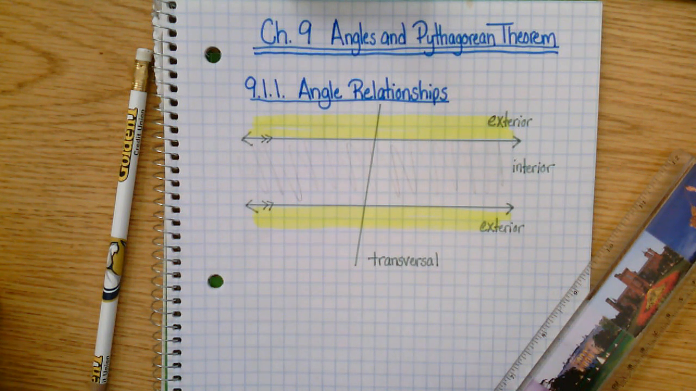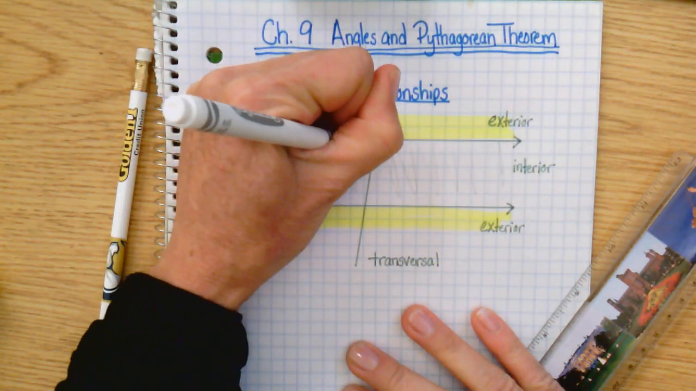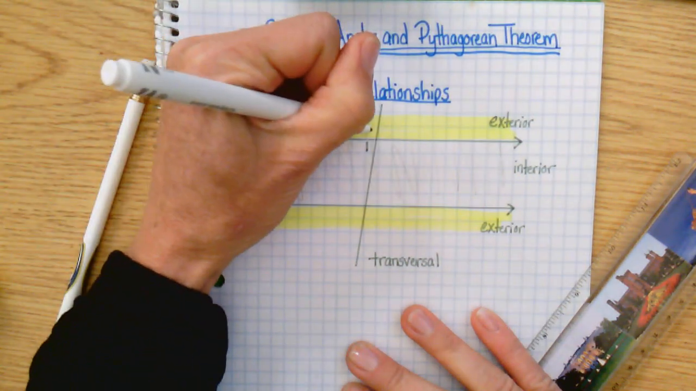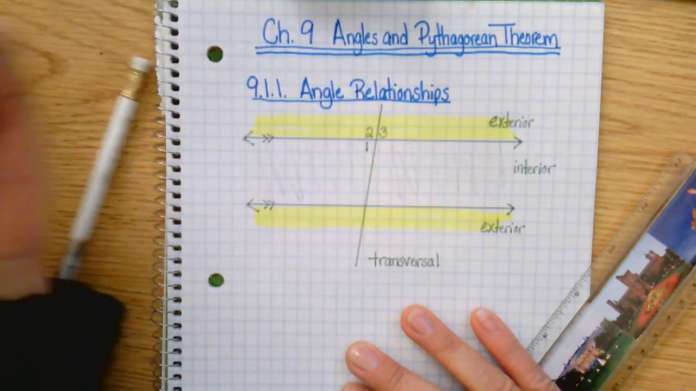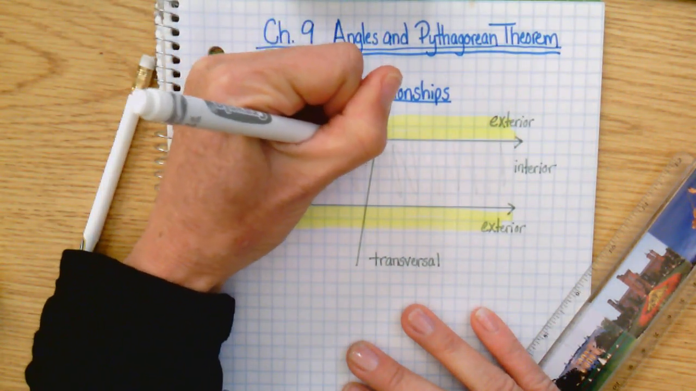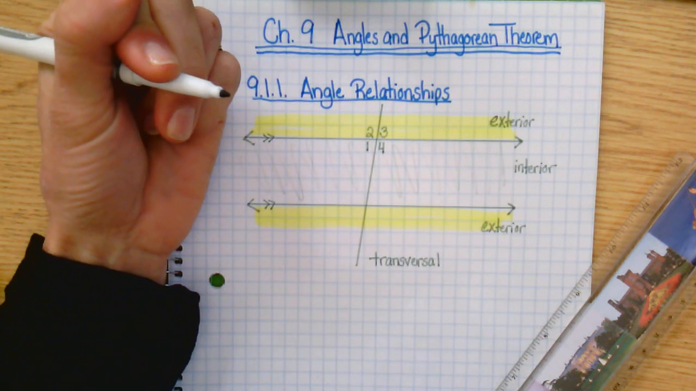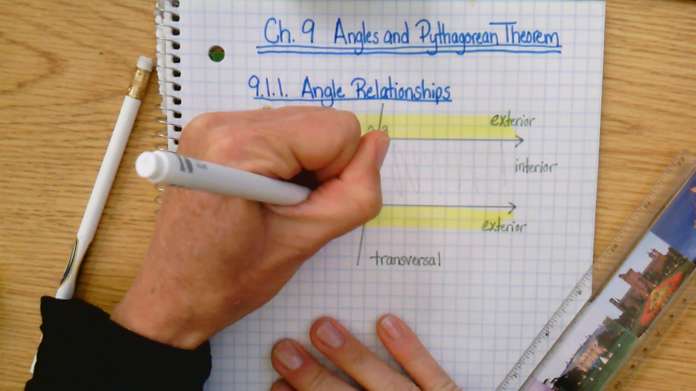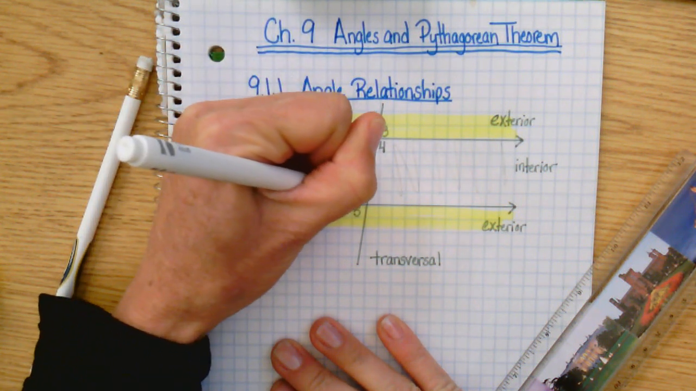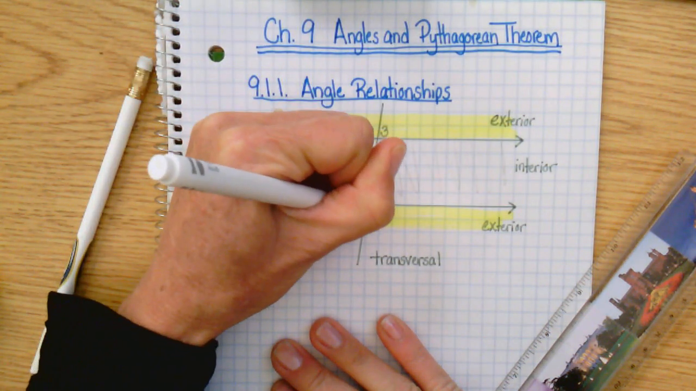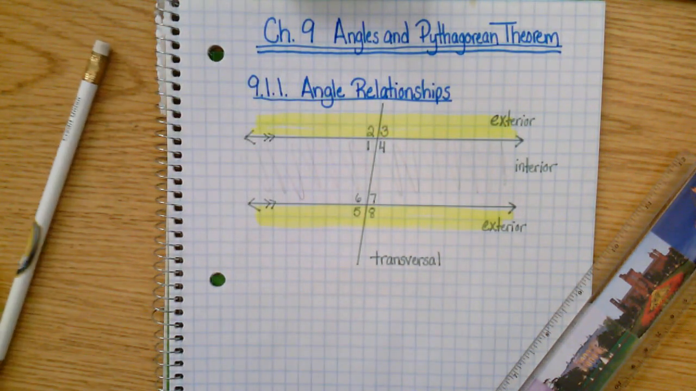I'm going to start numbering these angles. Angle 1 is an interior angle because it is between the two parallel lines. Angles 2 and 3 are both exterior angles above the top parallel line. And angle 4 is another interior angle. Down below we have 4 more angles. Angle 5 is an exterior angle. 6 and 7 are interior angles. And finally, angle 8 is an exterior angle.